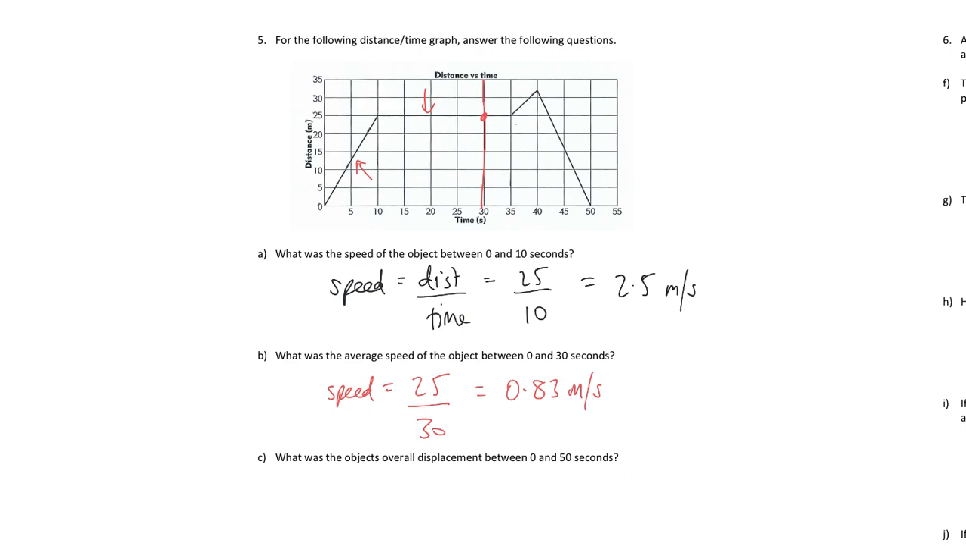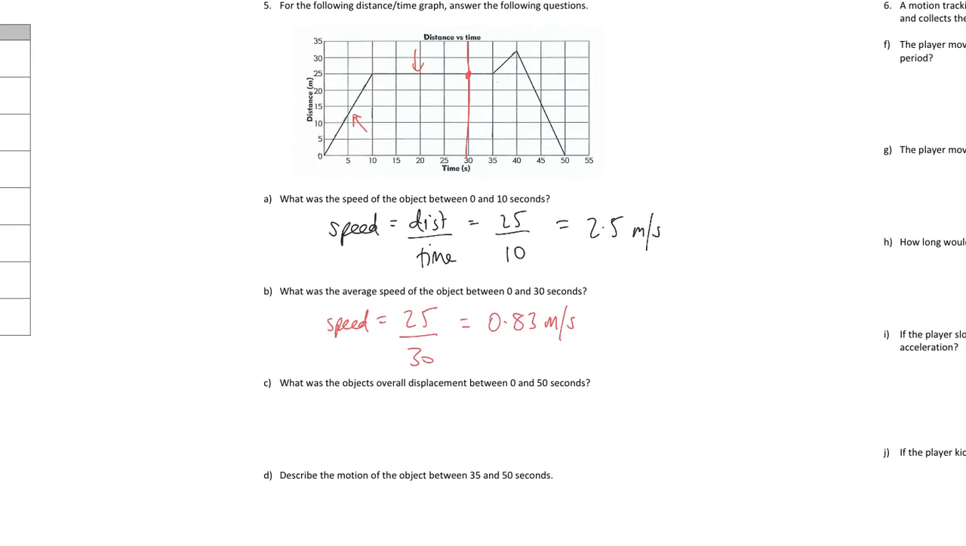And then what's the object's overall displacement between 0 and 50 seconds? So this is displacement on a distance time graph. Effectively, it started here at 0 and it ended here at 0 at 50. So its overall displacement is 0 meters because it effectively went back to its original starting point. Okay, so it hasn't gone anywhere.